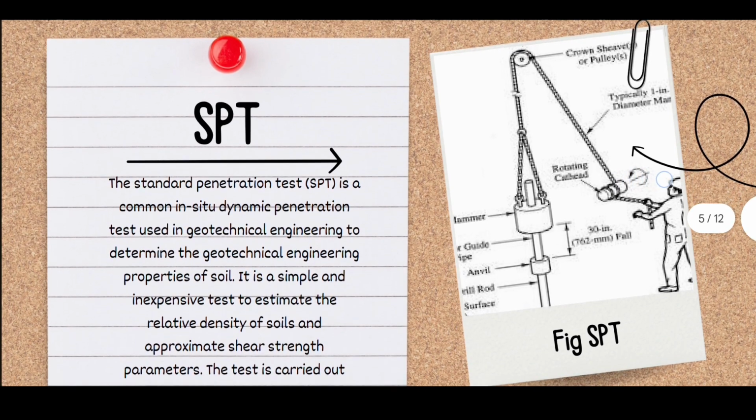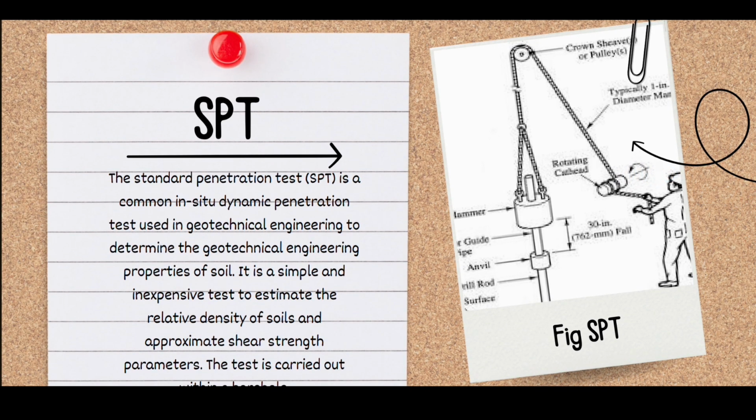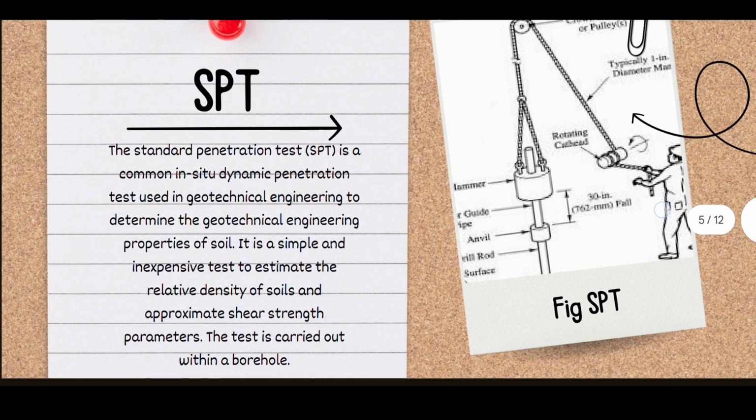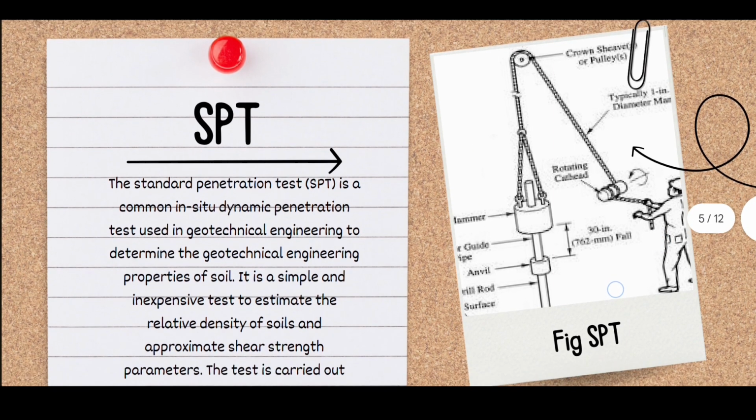So what is SPT? SPT is the standard penetration test. It is a common in-situ dynamic penetration test used in geotechnical engineering to determine the engineering properties of soil. It's a simple, inexpensive test to estimate the relative density of soils and approximate shear parameters. The test is carried out within a borehole. In the figure, we see the SPT process in a schematic diagram.